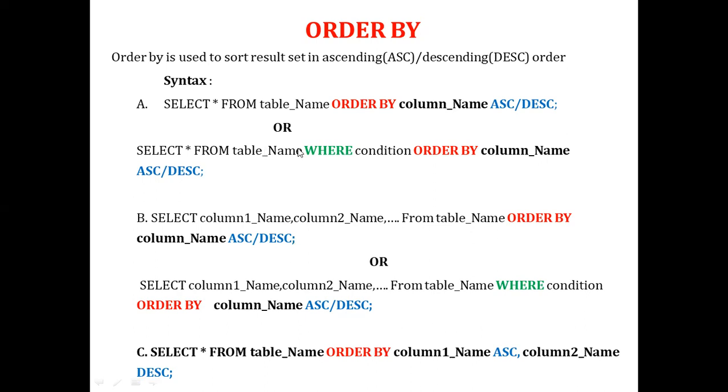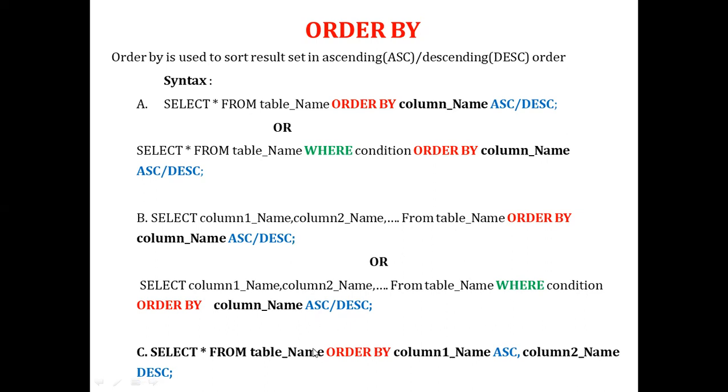So SELECT * FROM table name, use the condition with the help of the WHERE clause, then ORDER BY column name, ascending or descending order. This one is for the whole table. You can implement it in the same manner for a particular column also. The syntax and possibilities remain the same; only instead of *, you mention the column name followed by the table name. Similarly, you can apply it individually or with a WHERE condition.